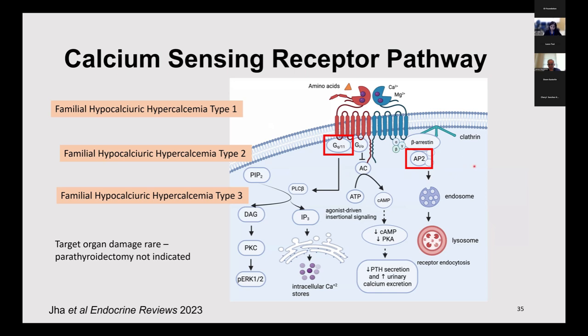In these patients with FHH, the reason to try to diagnose them is that target organ damage is rarely seen. They rarely develop kidney stones or osteoporosis, and hence there is no benefit to parathyroidectomy.